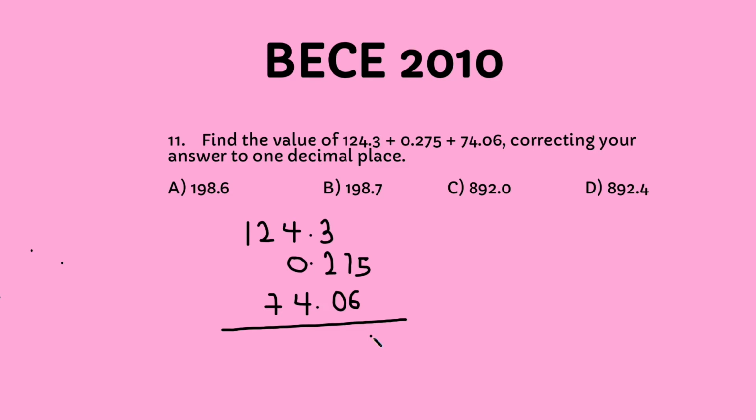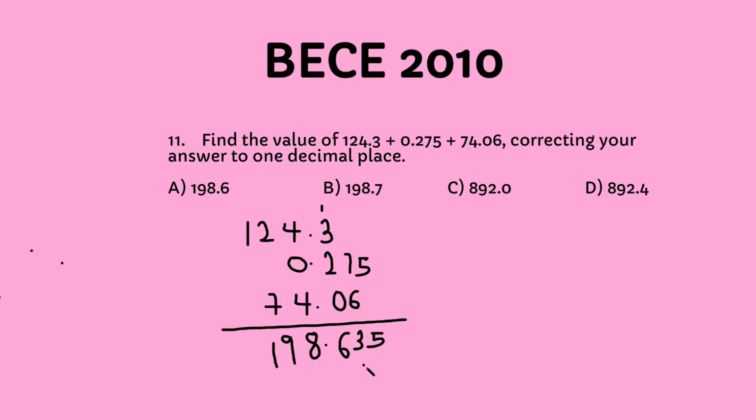Hence, to begin the calculation, we write 5, then we have 7 plus 6, 13. So 3, carry forward 1, then 3 plus 2 plus 1, 6. We put our point there, there's no carry forward. Then we have 4 plus 4, 8, 2 plus 7, 9, and then 1. Our answer is 198.635. The last bit is to correct it to one decimal place.